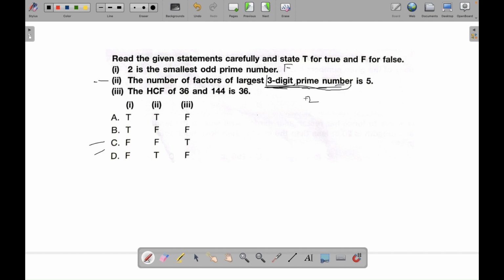Because the definition of a prime number is that if it has 2 factors, it is a prime number. That is 1 and itself. And it said it must have 5. So this is also false. Now you see this one became true, right? So there is a higher probability that this may be correct. However, sometimes this may be correct as well.